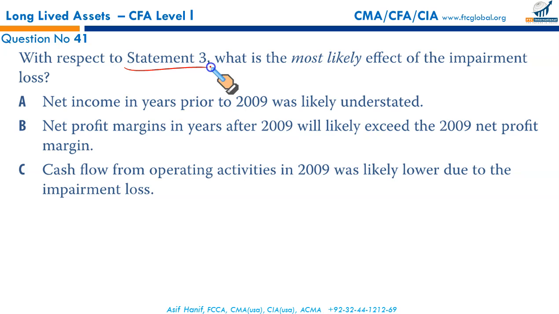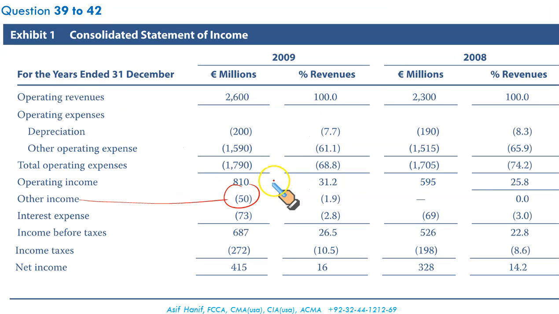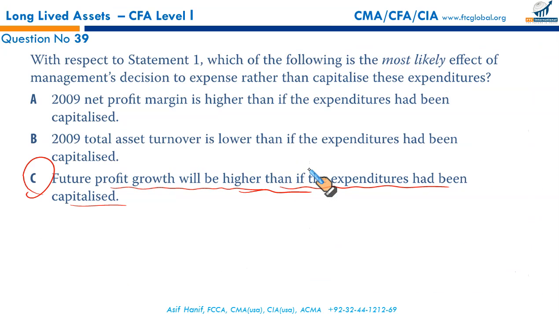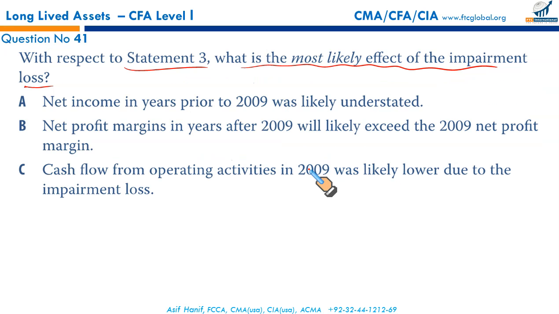With respect to statement 3, what is the most likely effect of impairment loss? Impairment loss was reported in other incomes as a negative number, as you can see here. So what is the most likely effect of this impairment loss? This is your question number 41. It says net income in the prior year to 2009 was likely understated.